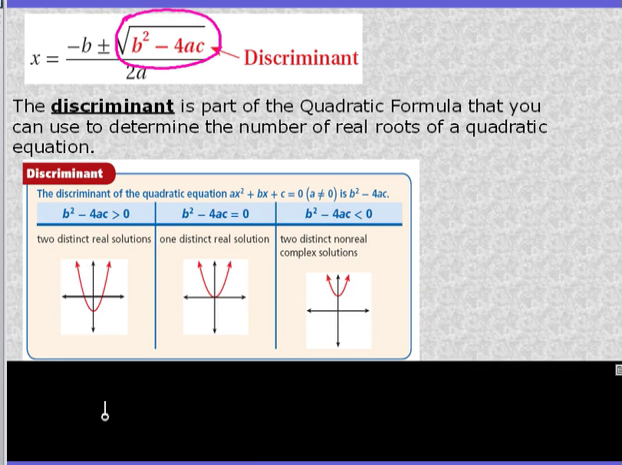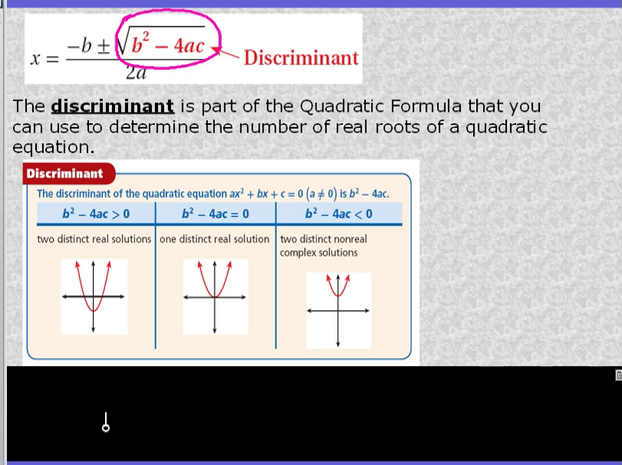And here's the rule, and this is a nice picture because it shows you if you have a graph like this where you have two x-intercepts, you're going to have two distinct real solutions. If we have a graph like this where the vertex is on the x-axis, that gives us one real, distinct solution.